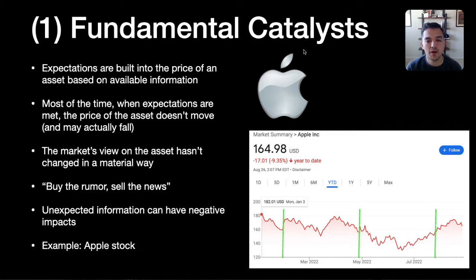That's why you always hear this: buy the rumor, sell the news. That's effectively what this is. A lot of times the price will creep up ahead of a good earnings release, and then when the earnings release happens, people will use that news as a way to sell and take profits and things like that. One thing to note is that unexpected information, especially negative information, can often have a negative impact. So imagine if everyone expects Apple to hit earnings and they don't hit earnings, that could result in a drop to Apple stock.